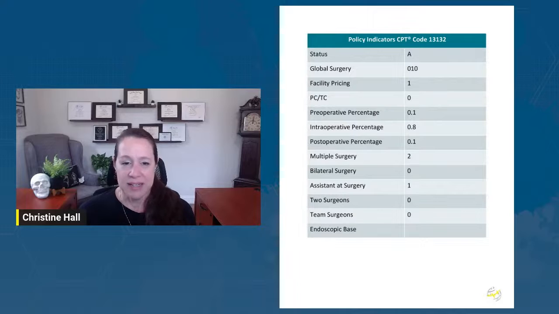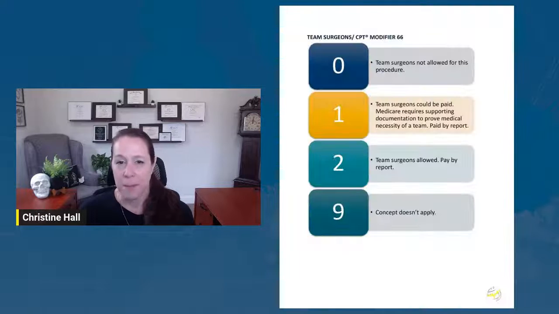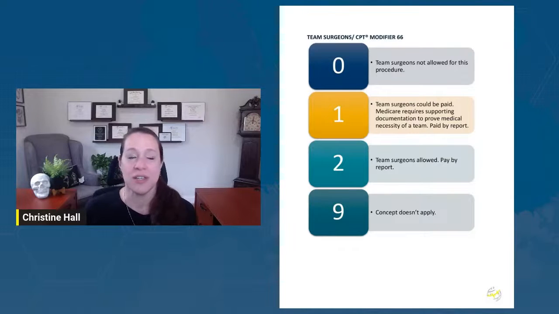All right. Team surgeons, let's take a look at that real quick. Team surgeons, your modifier 66. When the CPT code has an indicator of 0, the team surgeon is not allowed for that procedure. When it has an indicator of 1, team surgeons could be paid, right? But you're going to make sure that you submit documentation to indicate why we needed a team of surgeons. Maybe that was, you remember years and years ago, it was probably like 20 years ago, there was a lady who had 8 babies, and they needed a team of surgeons in there to help with that delivery, but also to make sure that they were there to help with any of the babies as they came out.